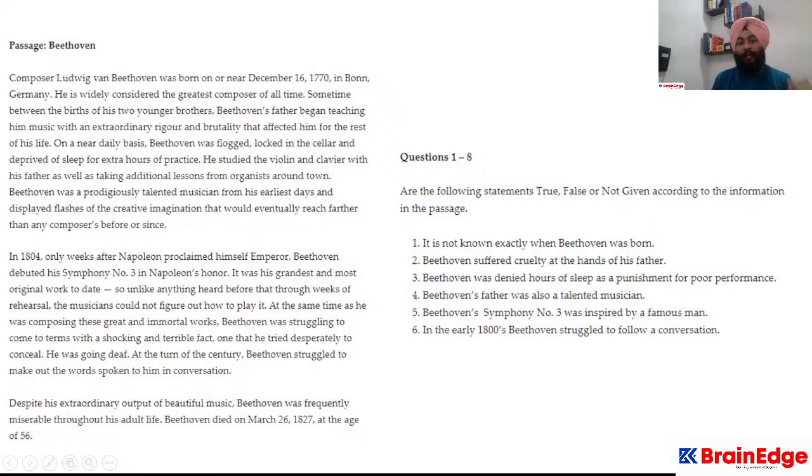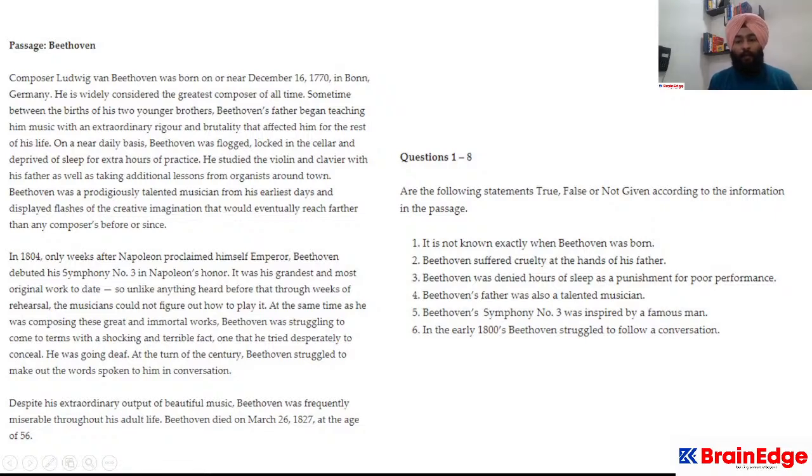They are saying Beethoven's father. They haven't mentioned anything here about Beethoven's father. He might be a good musician, but they haven't mentioned it. Yes, Beethoven was talented, but was his father too? There is no description of that. This is not a contradiction. This is simply not given.